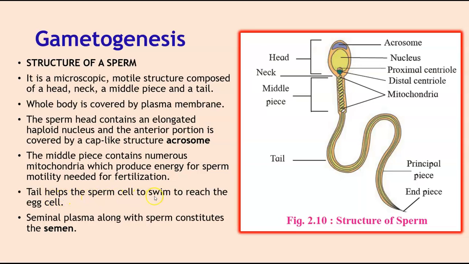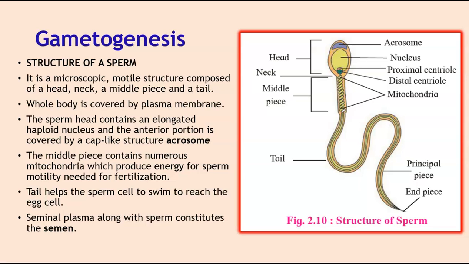The tail helps the sperm to swim to reach the egg cell. So this tail is helping it to swim and reach the egg cell. Now, the tail is a long, slender and tapering part containing cytoplasm and a fine thread-like axial filament.